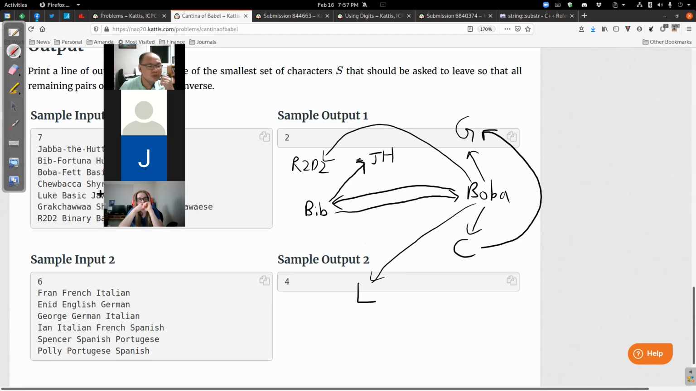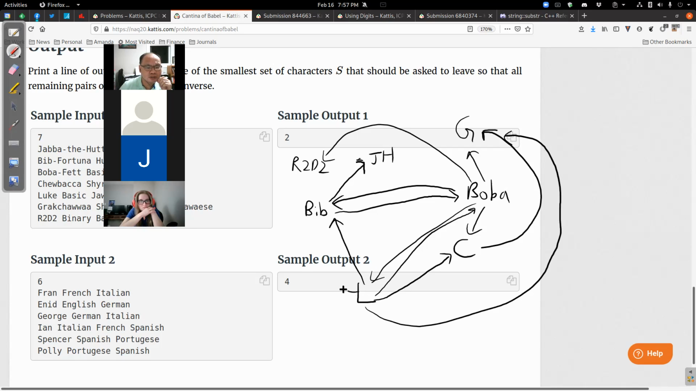Luke can speak Basic, so who can understand Basic? Jabba, Boba Fett, Chewbacca, C-3PO, and R2-D2. Okay, and C-3PO can speak this. So the only one that understands is Chewbacca. And R2-D2 can speak binary, and the only one that can understand binary is Luke.